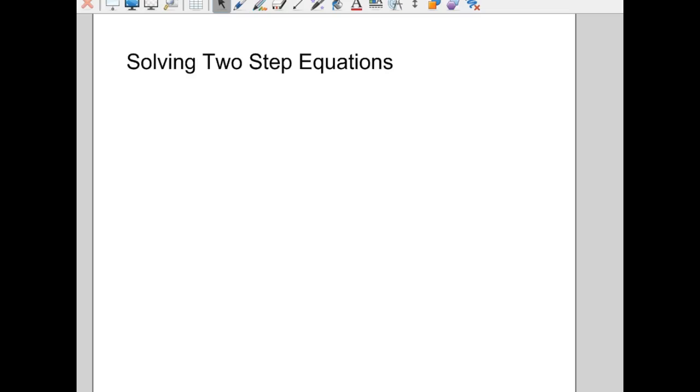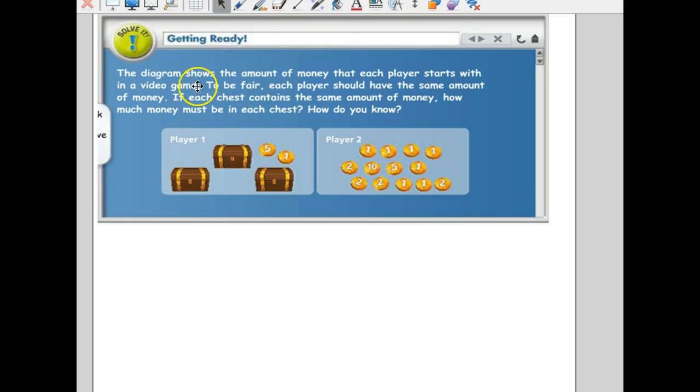Alright, hello class. Today we're going to talk about solving two-step equations. So you see on your note guide this picture. The diagram shows the amount of money that each player starts with in a video game. To be fair, each player should have the same amount of money. If each chest contains the same amount of money, how much money must be in each chest?